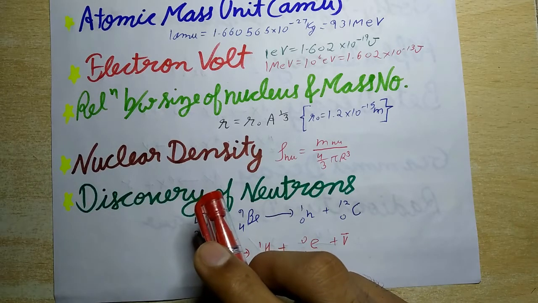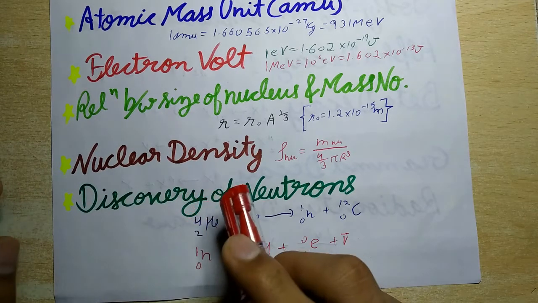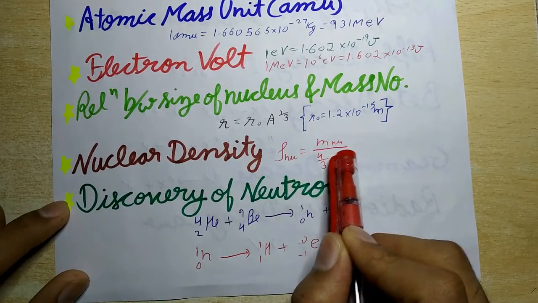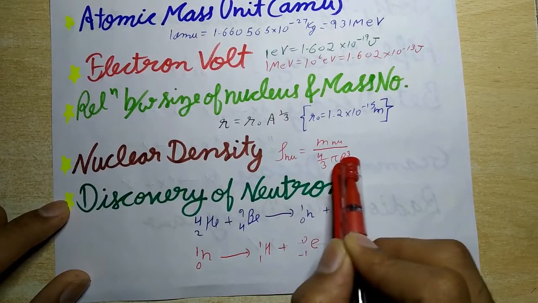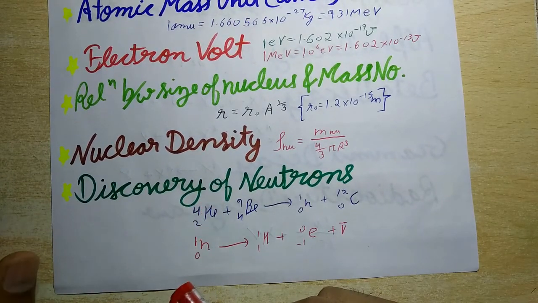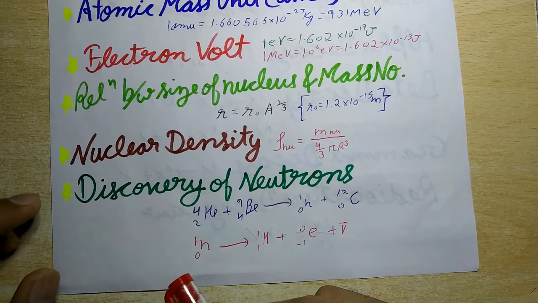Now next is nuclear density. The density of the nucleus is independent of the size of the nucleus and is given as rho nucleus equals m nucleus upon 4 by 3 pi R cube, and the nuclear density is of the order 10 to the power 17 kg per meter cube.